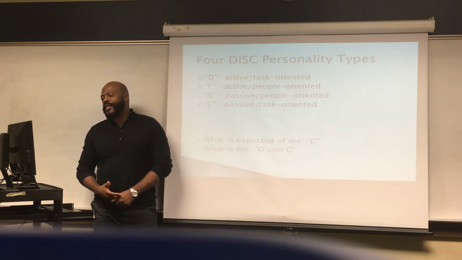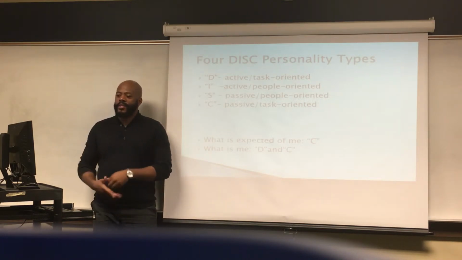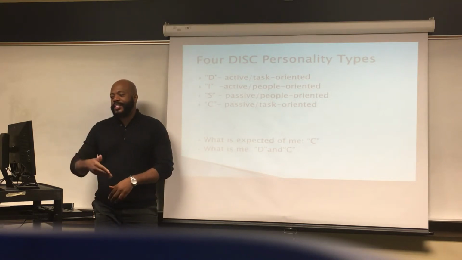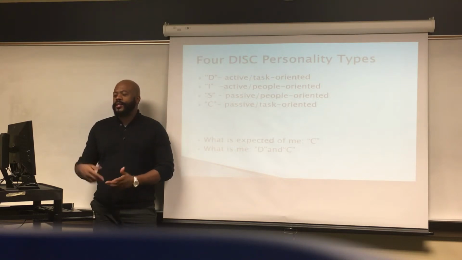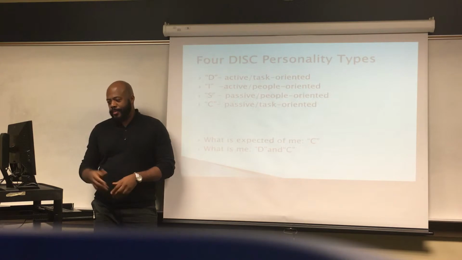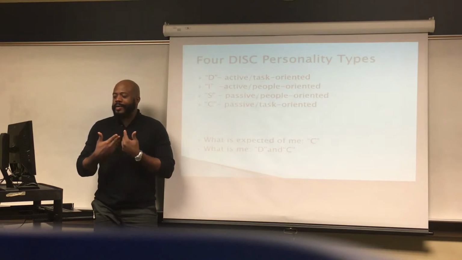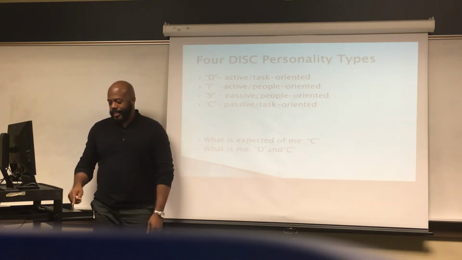The 4 DISC personality types, as you can see here, I have it laid out. The D stands for active, task oriented. The I is for active, people oriented. The S is passive, people oriented, and then the C is passive, task oriented. And myself, with what people expect of me, I'm a C. But what I see myself as is a DC.